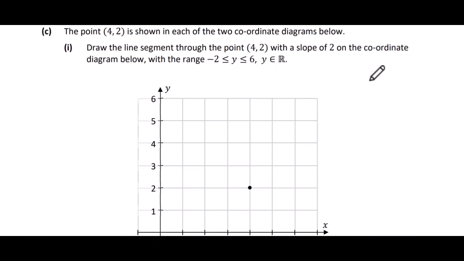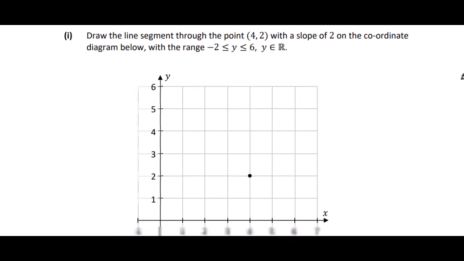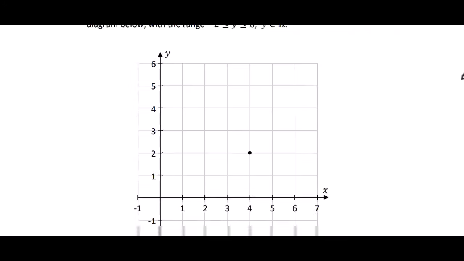The point 4, 2 is shown in each of the coordinate diagrams below. Draw a line segment through the point 4, 2 with a slope of 2 on the coordinate diagram below in the range y between minus 2 and 6. So we need a slope of 2. So a slope of 2 means you have a line and you draw a triangle from the line. A slope of 2 would mean you have 2 here and 1 here. The 2 is the rise, the 1 is the run.